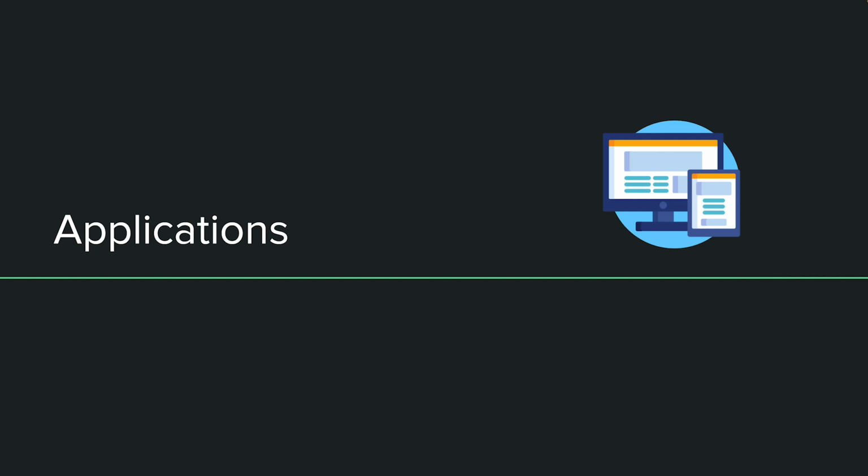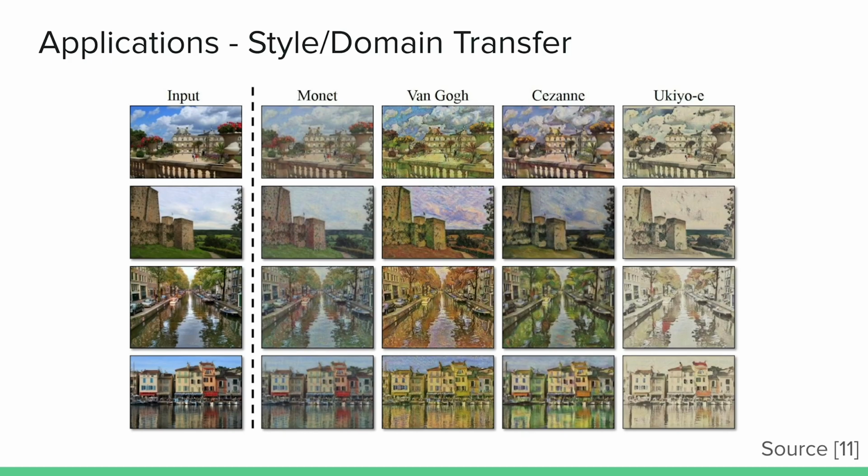Now let's have a look at a couple of really cool applications with generative adversarial networks. You can use this for style and domain transfer, which has been shown to work amazingly well, where you can take any natural photograph and transfer the style into some of those famous painters like Monet or Van Gogh, and generate images that look as if they were painted by Van Gogh, which is fantastic in my opinion.